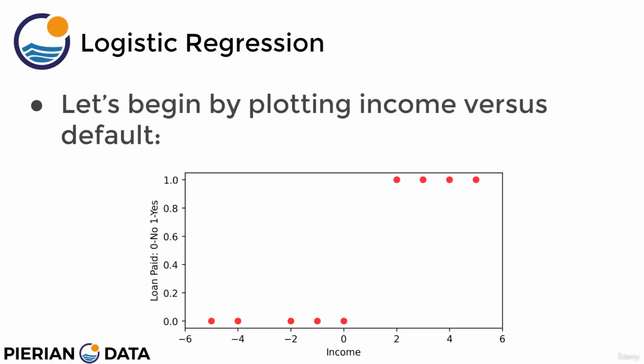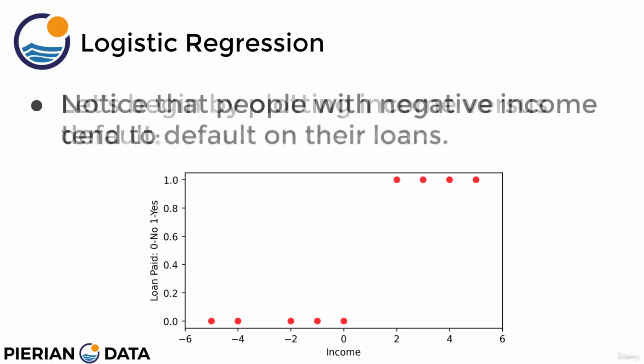Let's begin by plotting out this income versus default. Now you'll notice something right away. Since we only have two possible categories for loan paid, where 0 is no and 1 is yes, pretty much all your plots are going to look like this regardless of what the actual income is. We'll always just get values at 0 and values at 1. So you end up with this categorical or binary relationship here. So we do notice that people with negative income tend to default on their loans.